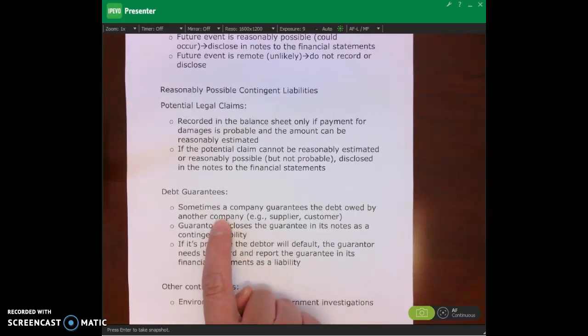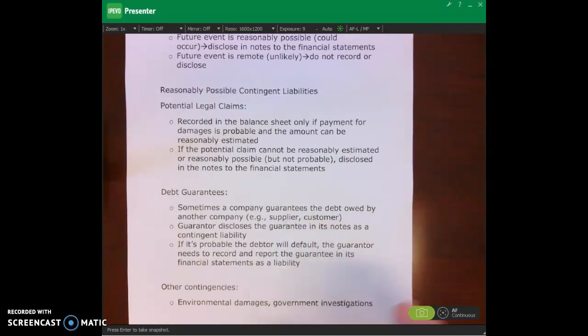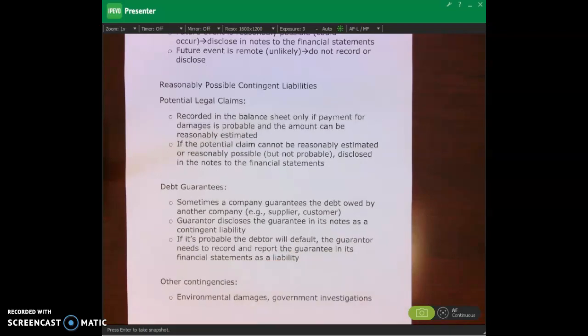So what happens with this debt guarantee is we say to a key supplier, all right, you have this debt, we're going to guarantee the debt. The supplier defaults. Now we are the guarantor. Now we have to pay that liability. If it's probable that that's going to happen, and we can estimate how much we're going to have to pay, we have to put it on the books as a liability. If it's only possible, then disclose it, per that figure on the prior page.